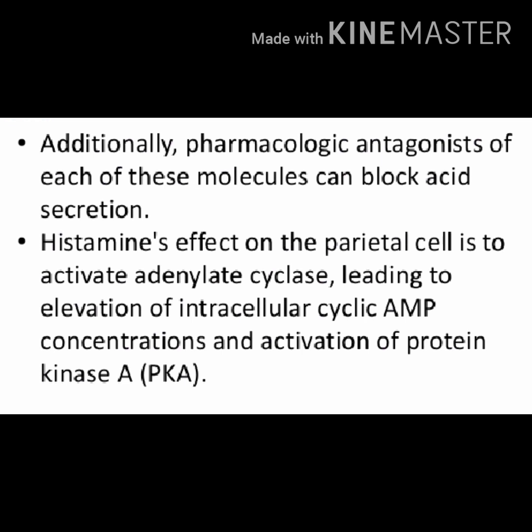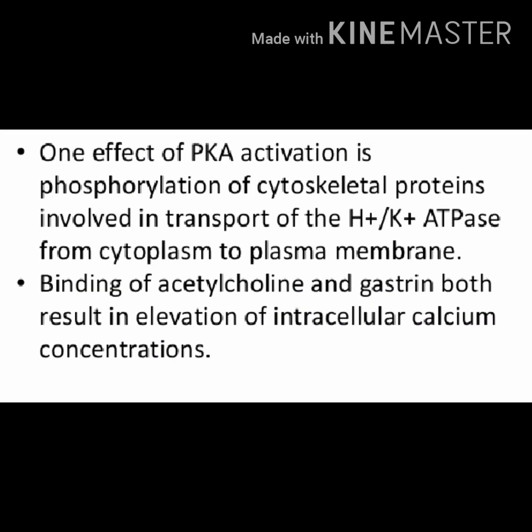Histamine's effect on the parietal cells is to activate adenylate cyclase, leading to elevation of the intracellular cyclic AMP, which controls the concentration and activation of protein kinase A. One effect of PKA activation is phosphorylation of cytoskeletal protein involved in transport of the H plus potassium plus ATPase from the cytoplasm to the plasma membrane. Binding of acetylcholine and gastrin both results in elevation of the intracellular calcium concentration.